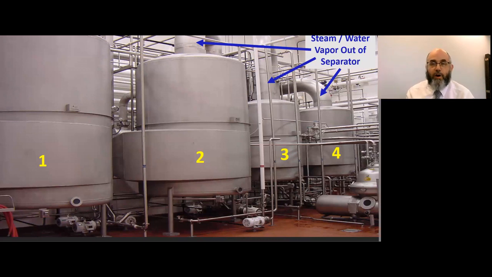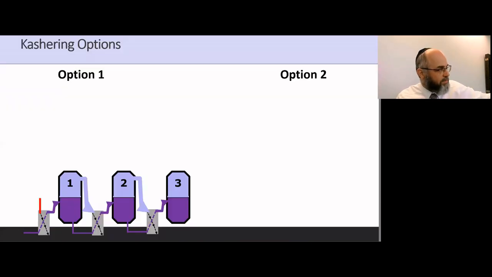Now when we think about which parts need to be kashered with water, basically it's everything in this picture that was purple. Wherever the product went, those need to be kashered with water. So in each of the heat exchangers, it's the product side of the heat exchanger. And in each of the separators, it's at least the bottom part of the separator, the parts that touch water. Those are the parts that need to be kashered with water.